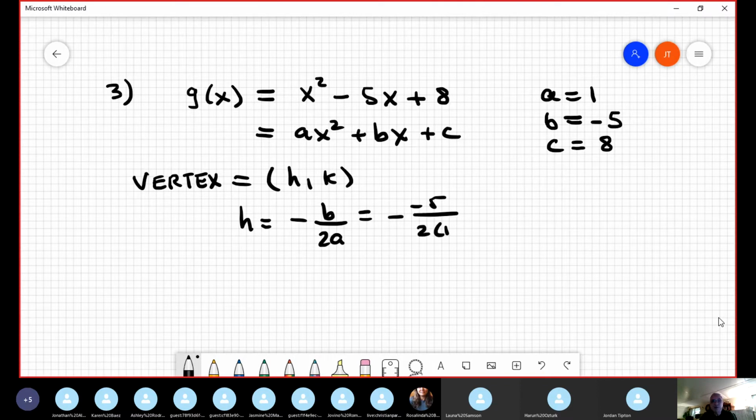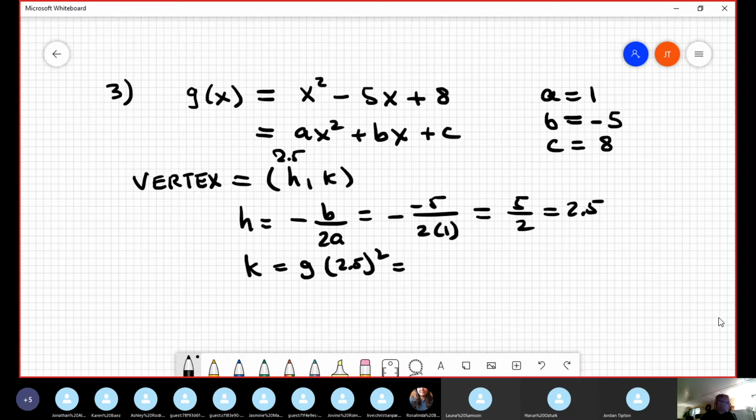A is 1. The double minus is positive, 5 over 2, and in decimal, 2.5. Okay, this is h, 2.5. I need k. In order to find the k value, you evaluate g at 2.5. And you put it in the calculator, no? Let me try to use my calculator.